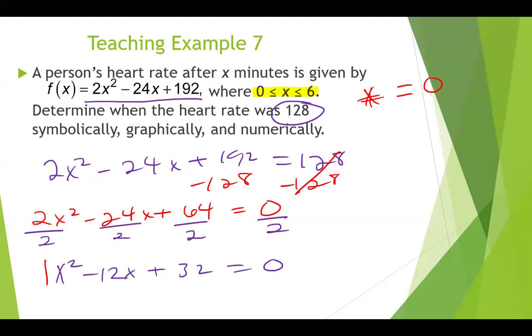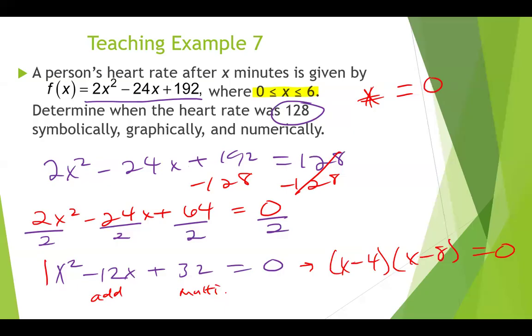Okay. So with simple quadratics, remember, all we're asking ourselves is what multiplies to give me 32, but will add to give me negative 12. So what two numbers will multiply to give me 32, but add to give me negative 12? Anybody, everybody? Negative 4 and negative 8. So this would factor out to become x minus 4 times x minus 8 equals 0.